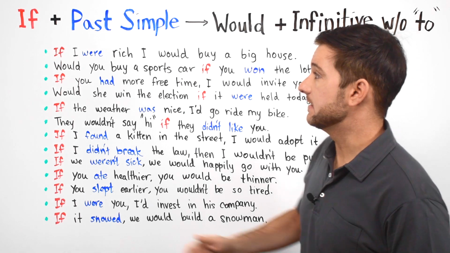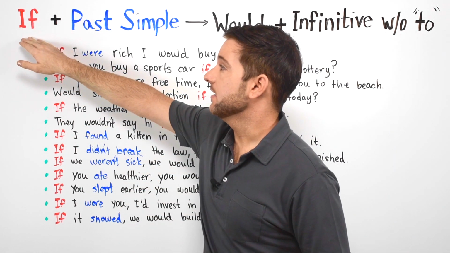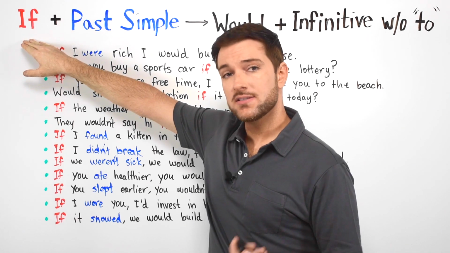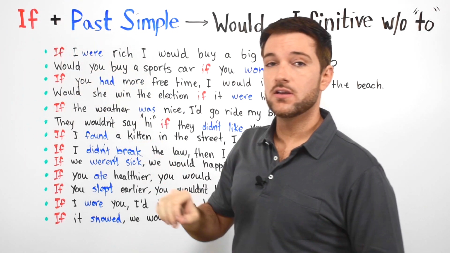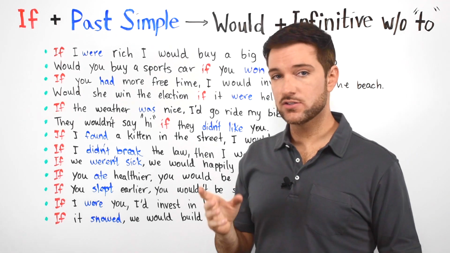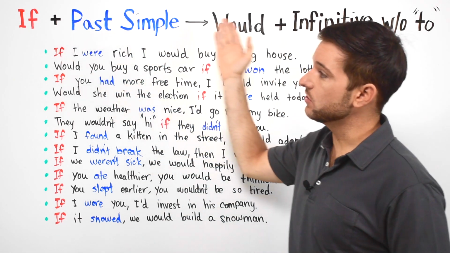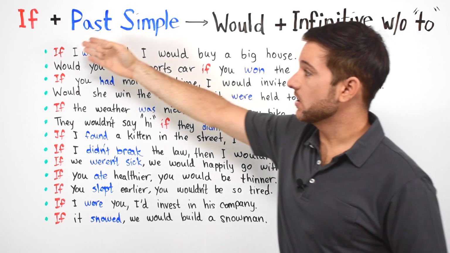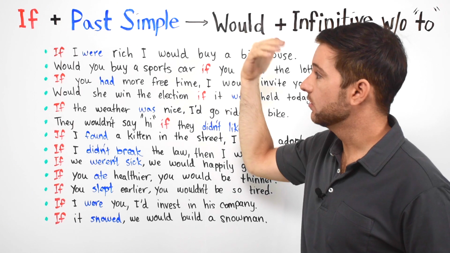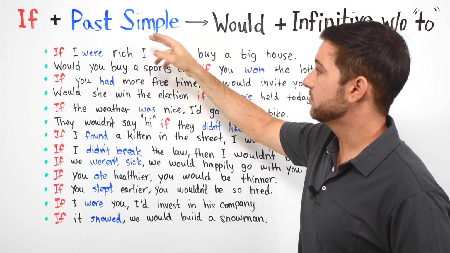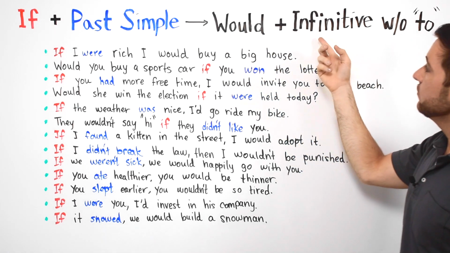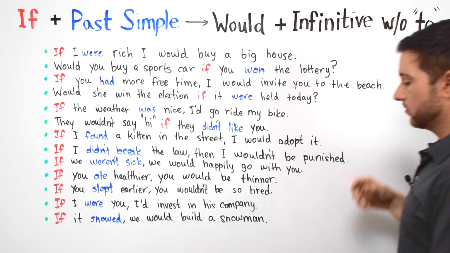All right, it looks like this. If, okay, so you always start off with if, because remember, these conditionals are also called if clauses. So this conditional is an if clause. We start with if, and then you have the past simple, like in the other types we've learned too. And then you have the word would, and then you have the infinitive without the word to.